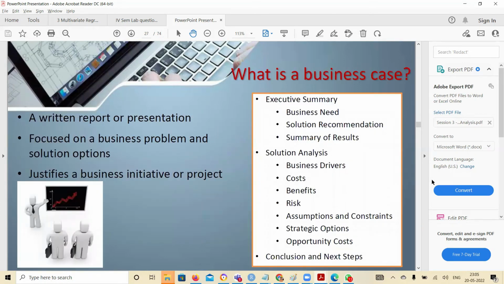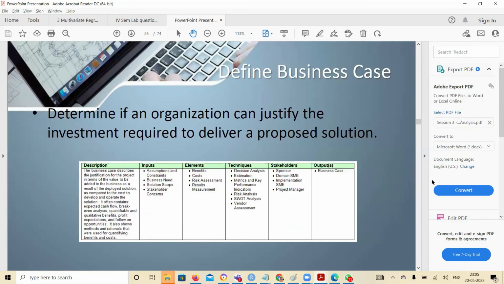I think we haven't discussed this, right? So the element that it will create. First, let's read the description. The business case describes the justification for the project, in terms of value to be added to the business as a result of the deployed solution. So what value the solution will add after it is deployed? Is it going to serve any purpose? Of course, you do a project, we spend money to meet some objective, isn't it? So that's the part of business case.